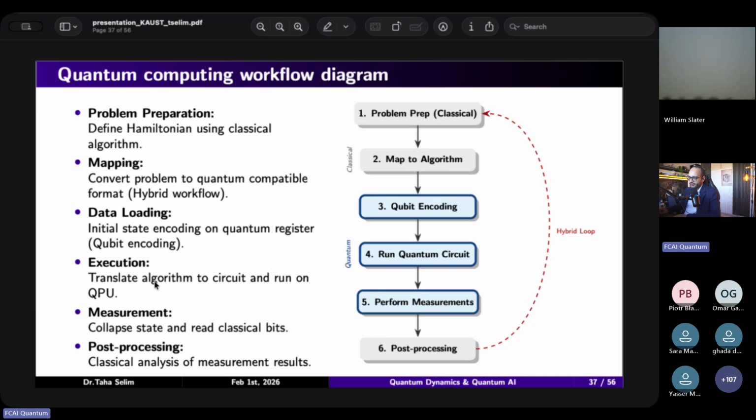If we go here, this is a flow chart that depicts this picture. You have the problem preparation, you map to the algorithm, then you have the qubit encoding, and then you need to run a quantum circuit and perform the measurement. Each one of these steps we are going to see in the labs. So I'm giving you a high-level overview, but during the future sessions, you are going to dive deep into each part: from the problem preparation, how to define the problem, what kind of mapping you can use, the data loading, the execution, the measurement, and the post-processing as well.